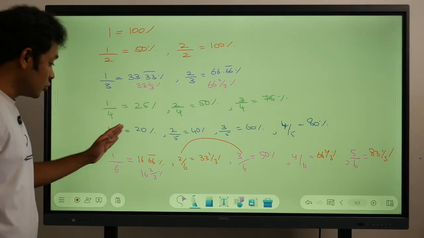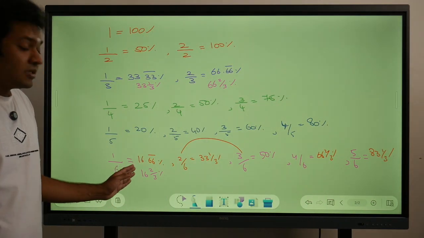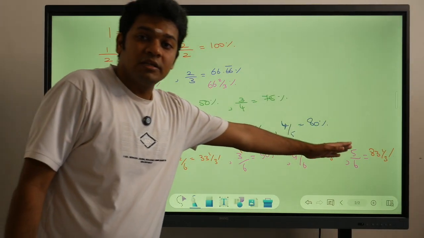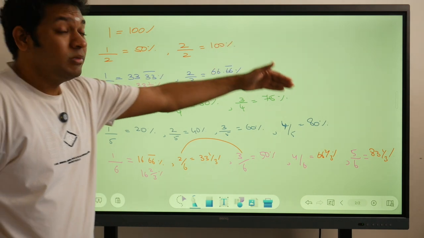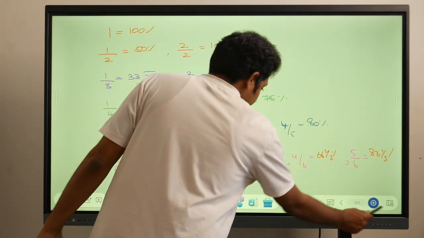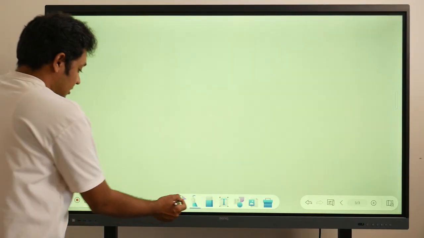Clear? So you should know this. When you look at this percentage called 16.66, you should be able to tell the fraction is 1 by 6. And when you look at this number called 83.33, you should be able to tell that is nothing but 5 by 6. Next, 1 by 7.